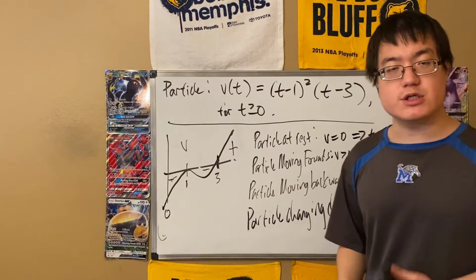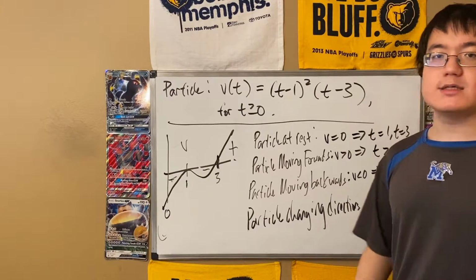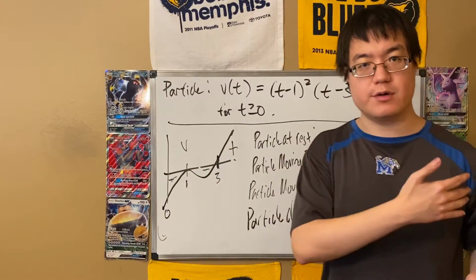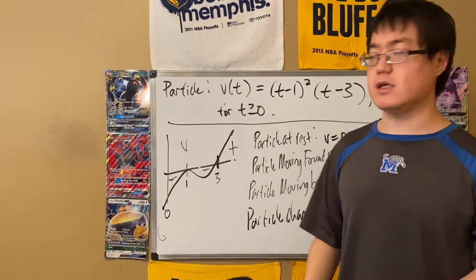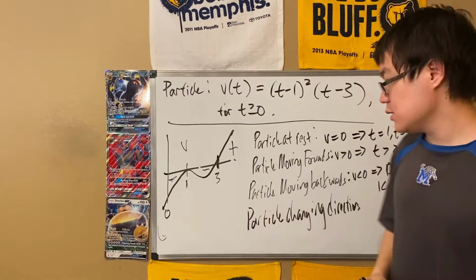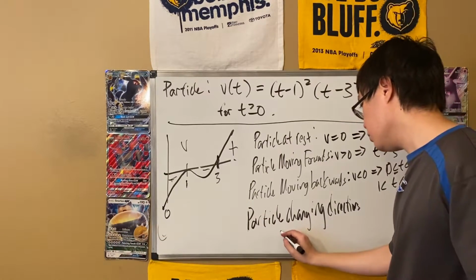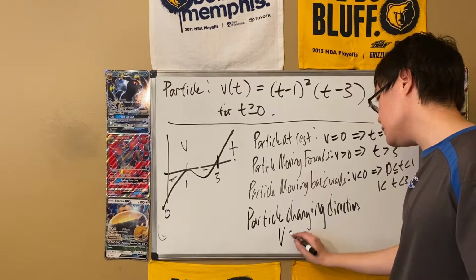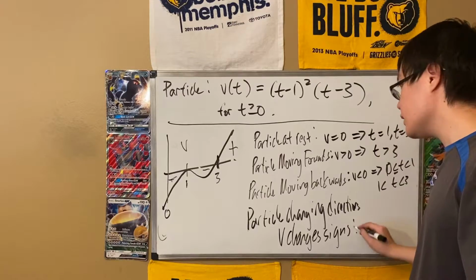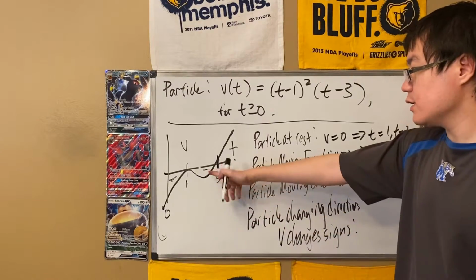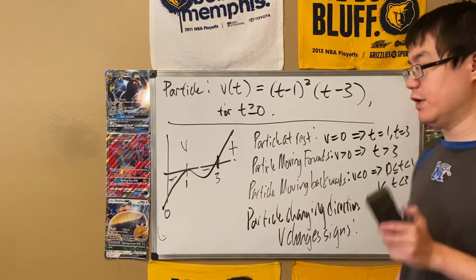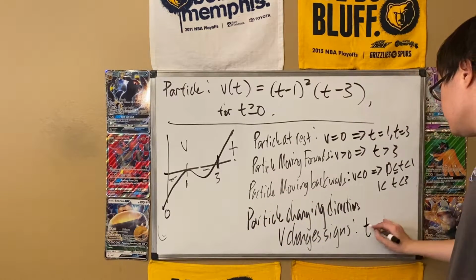Finally, when does the particle change direction? Well, that's when velocity changes signs. Either velocity goes from positive to negative because it's moving forward and then moving backward, or velocity goes from negative to positive. It's moving backwards and then forwards. So the rule is the particle's velocity changes signs. So it looks like in this case it's only t equals 3 because notice it goes from negative to positive. 1 does not count because it's negative and then negative. So it's t is equal to 3.